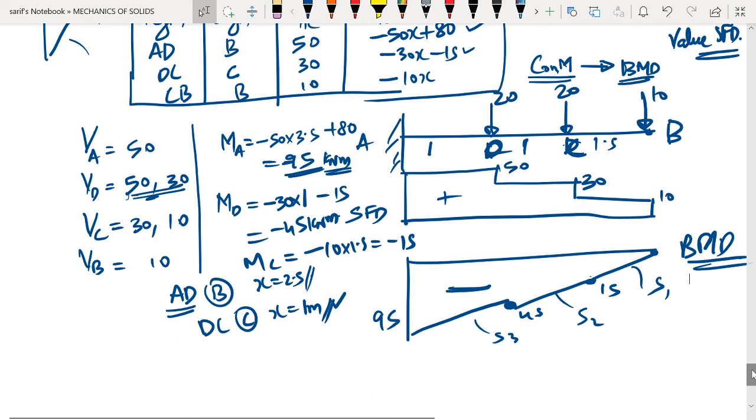So this is how we draw the shear force and bending moment diagram for a cantilever beam subjected to multiple vertical loads, and all of them are concentrated loads. Now in the next example, we will consider a simply supported beam subjected to different types of loading.